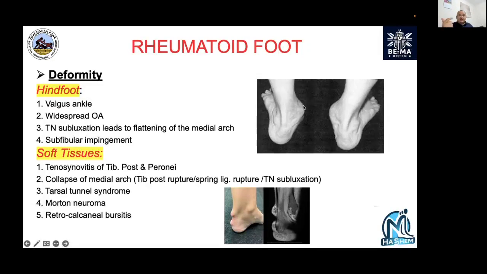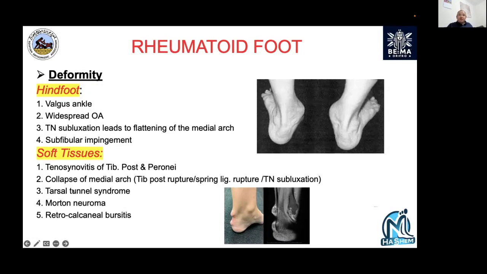So again, in the hindfoot, the main problem is a problem of soft tissue. Your spring ligament and your plantar fascia are very weak, and this is the time the heel will go into valgus and the arch will be flat, and definitely this will progress aggressively, added to the arthritis in the joint, with talonavicular subluxation, prominence of the talar head and loading on the talar head, and definitely subfibular impingement.